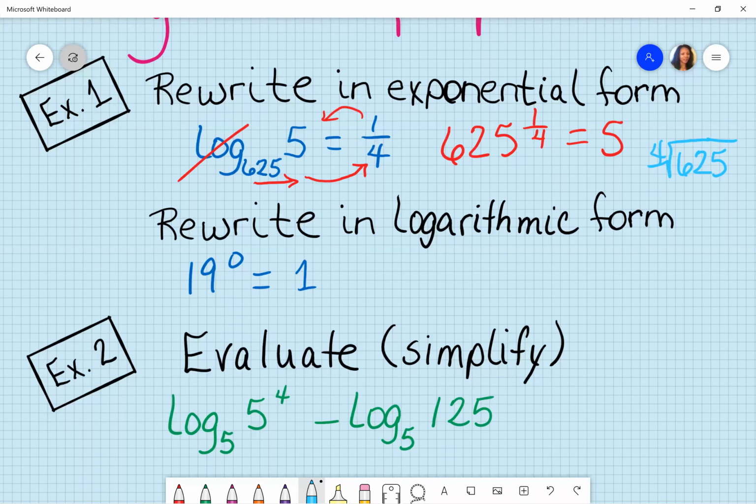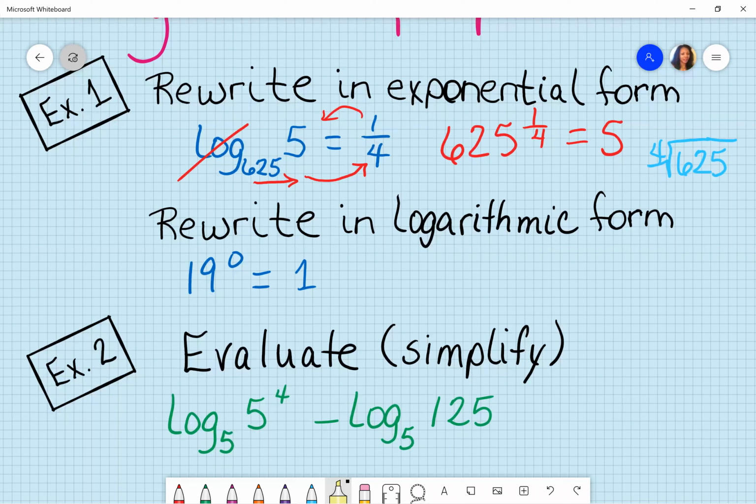Now the next one, if I'm rewriting in log form, guess what's missing? The abbreviation log. So that's what we're going to put in front of this 19. So it looks like this, log, and this time the base is now a small number. And then we still do the same thing. We go to the opposite side of the equal sign and then back around. So the big number next to log will be 1 this time, and then it's set equal to 0. And again, if you were to go backwards and write it in exponential form, it will look like this.